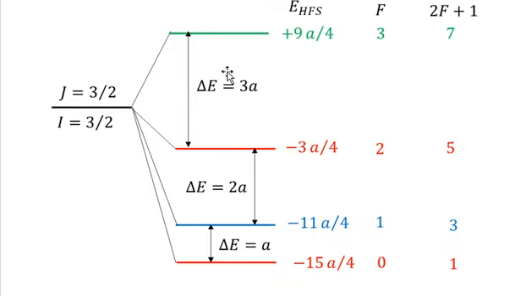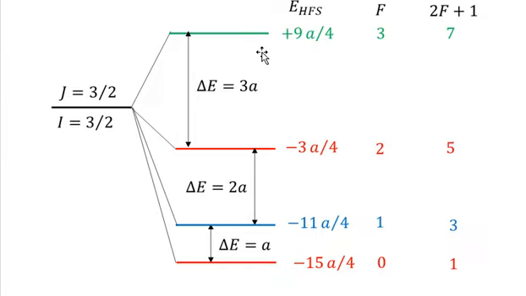It means that this level, which is shown against the value of f equal to 3, will actually consist of 7 degenerate levels. That is, all those levels will have the same energy, but they can be specified by different quantum numbers while having the same energy. So these levels are referred to as the degenerate levels.